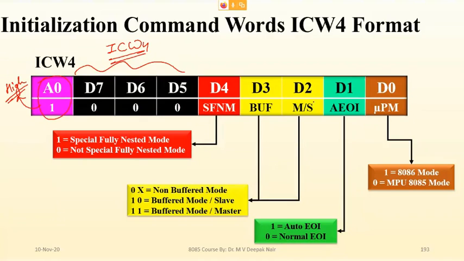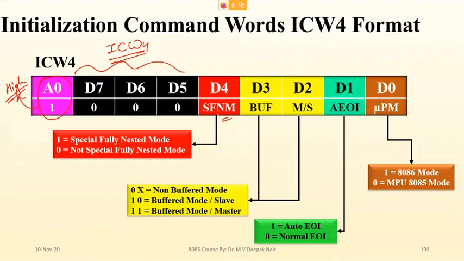Rest of the bits, the first bit D4 is SFNM. That means whether you want special fully nested mode or not. Nested mode, if you can remember what is nesting. Nesting means calling an interrupt through another interrupt. Or we can say nested loops we have made, so calling one loop from another loop. For example, for i equal to something, and then you specify for j equal to something. So there are 2 loops, one loop inside another loop. So that is nested looping.